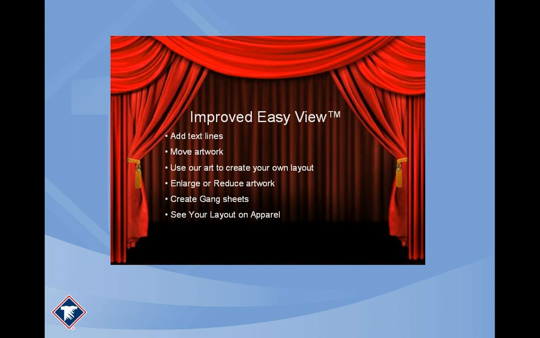The new EasyView system is going to allow you to move artwork around, add text, and add clip arts. You're going to be able to use our bits and pieces to make your own layout and design. You'll be able to enlarge or reduce text and clip arts. You'll be able to make your own gang sheets, and then take that design and see what it will look like on a shirt or a pair of shorts. You'll be able to see what it looks like on apparel. So you'll essentially be able to take all of our stock artwork, the cheaper Easy Print pricing artwork, lay it out however you want yourself, and then get the cheaper Easy Print pricing.